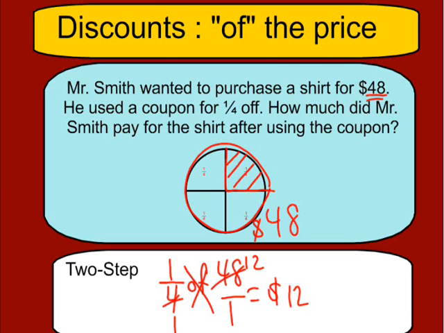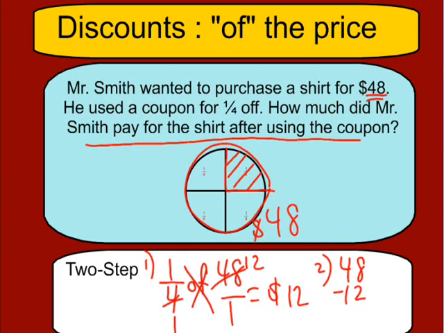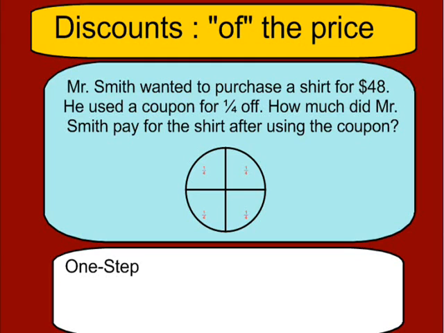He doesn't have to pay 1/4 of that price. But the question says, what does he have to pay after using the coupon? So he's saving $12. Step 2 would be to take the price of the shirt minus the $12 he's saving. He would end up having to pay that cashier $36. So that's the 2-step method. You could solve that same question in 1 step.